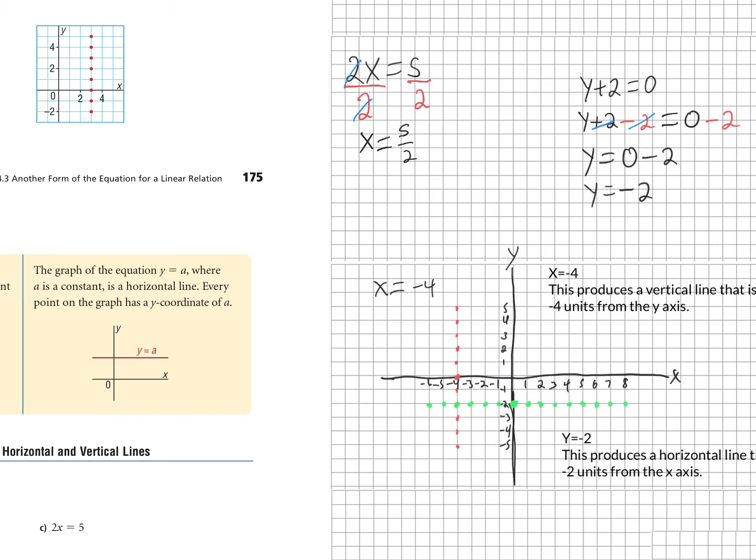5/2. Now I can leave it as a fraction of 5/2, but it's probably better that I work this out into a decimal. 5/2 really means 5 divided by 2, which equals 2.5. So x equals 2.5. If I was to graph this, x equals 2.5, that's going to create another line that goes through the x-axis right here at about 2.5. And this is going to go all the way up here.